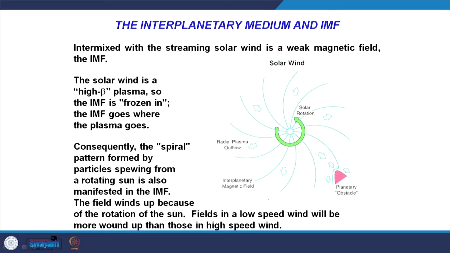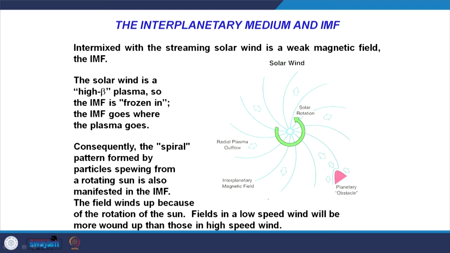Consequently, the spiral pattern formed by the particles sweeping away from a rotating sun is also manifested in the IMF. So, the field winds up because of the rotation of the sun. Fields in a low speed wind will be more wound up than those in the high speed wind, naturally.